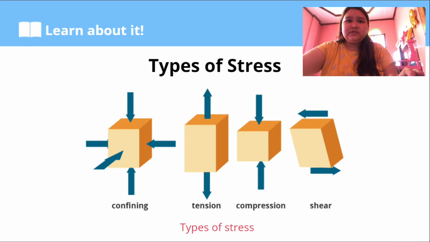So compressive stress squeezes and shortens the layer of rock. It usually happens at a convergent boundary. Meanwhile, tensional stress causes rocks to be pulled apart, which fractures and lengthens the layer of rock. And shear stress acts parallel but in the opposite direction. This type of stress causes one rock to slide past another, as seen in a transform fault boundary.